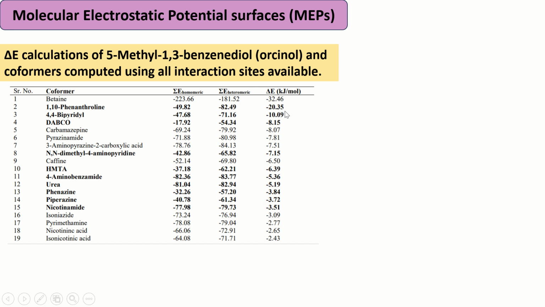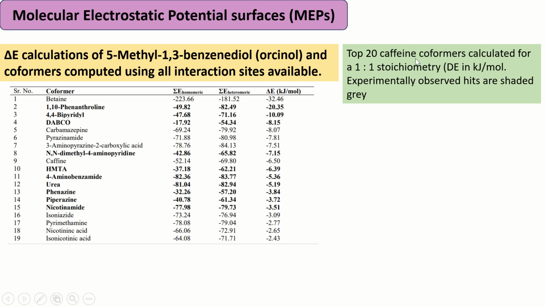The coformers that give the highest delta E values will form the co-crystals. And you see that in case of the highlighted candidates, these candidates will form the co-crystals, and the others will not be successful candidates. But in case of butane, which has the highest delta E value, we were unable to obtain the co-crystals.